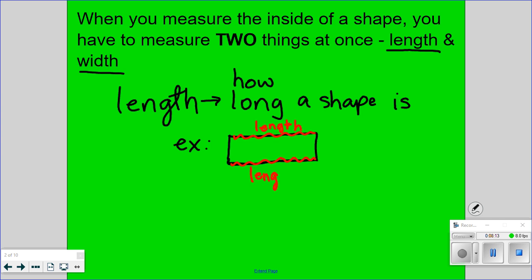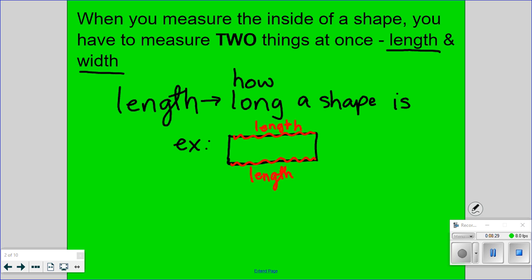Why is there a G in the word length? Because English is weird. That's not French or something. No, well, we borrow a lot. English borrows a lot of words from other languages, so it's probably a different language that we borrowed that word from.